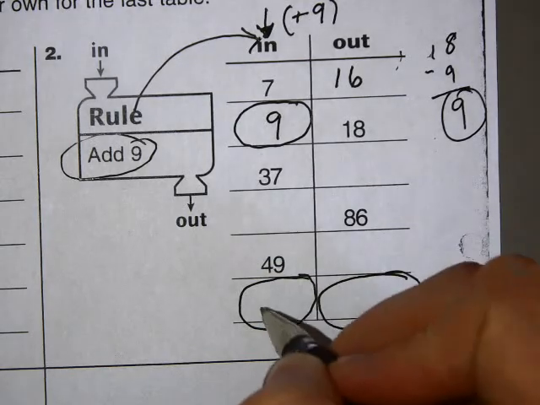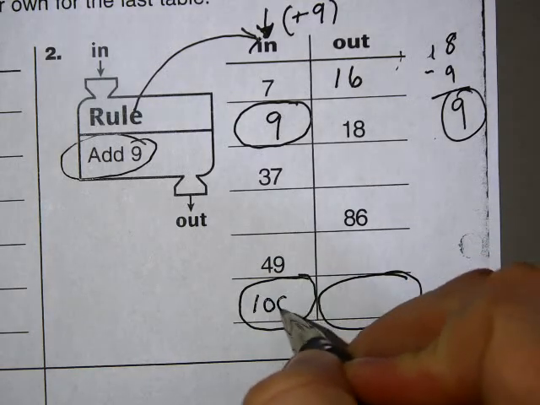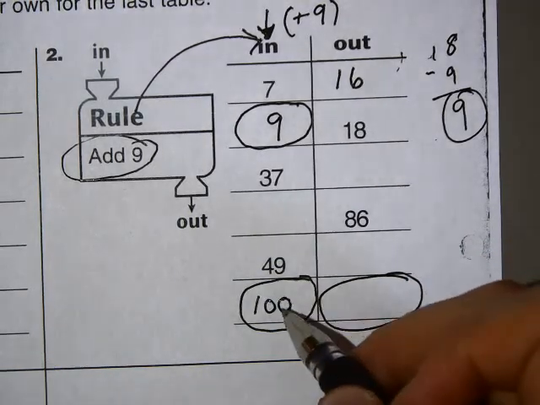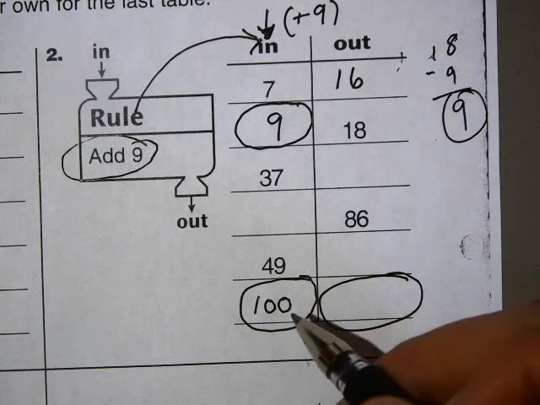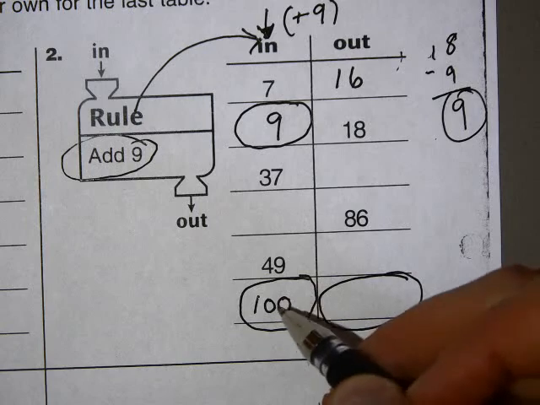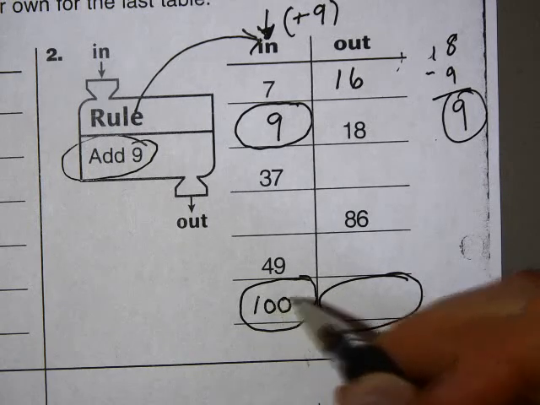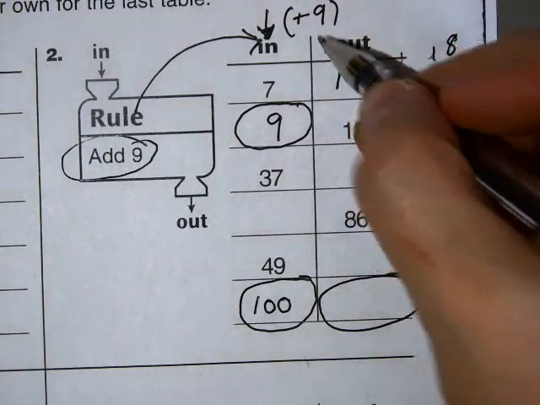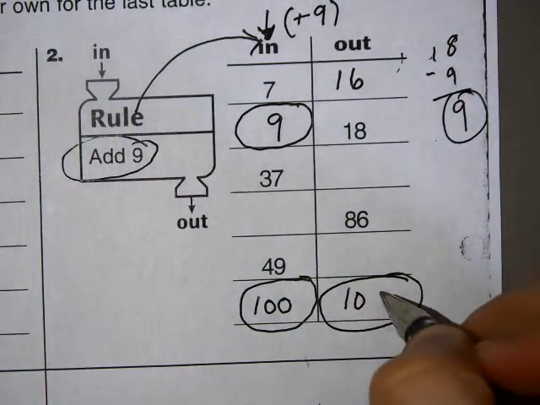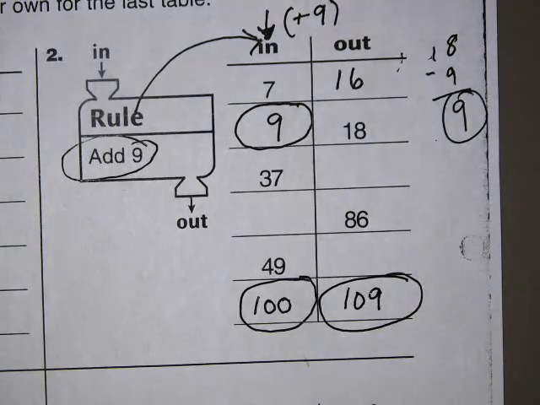So I'm going to say 100 for the number I put in. Now this could be 100, it could be 152, it could be 1044, or it could be 5. Doesn't matter what number you put in here, it's your choice. Whatever it is though, you have to add 9 to that number. So I know that 100 plus 9 is going to be 109. And that's what I'm going to write for my answer.